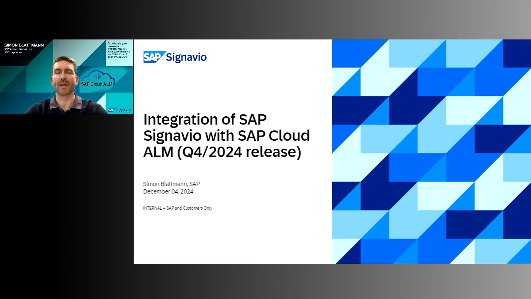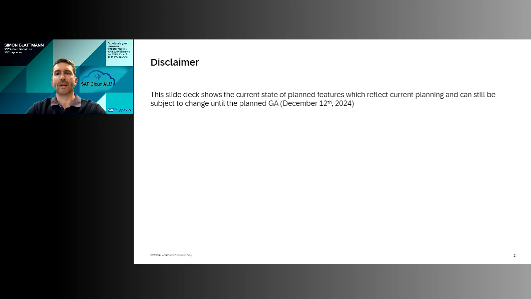Simon Blattmann from the SAP Signavio Product Management, and I have the pleasure to give you some insights of our planned integration between SAP Signavio and SAP Cloud ALM. It's planned for Q4, and the concrete date is December 12th, where we currently have the GA planned. Everything I'm showing and explaining here is still external and can still be subject to change until the planned GA.